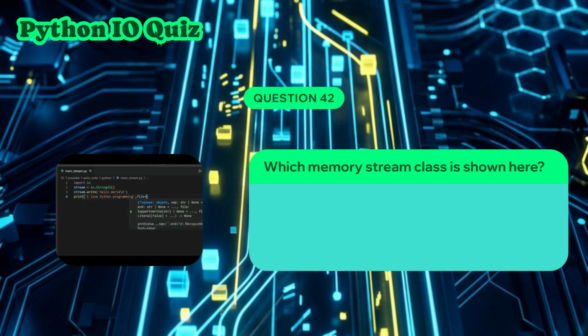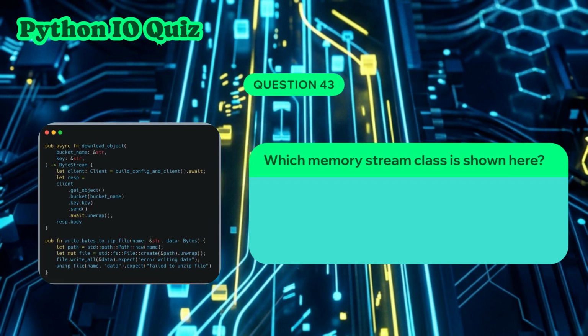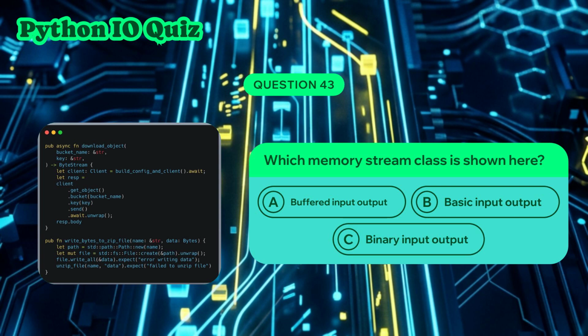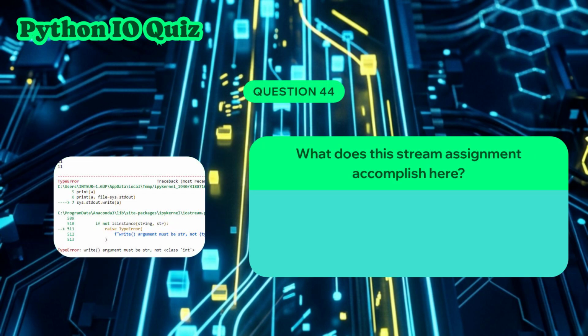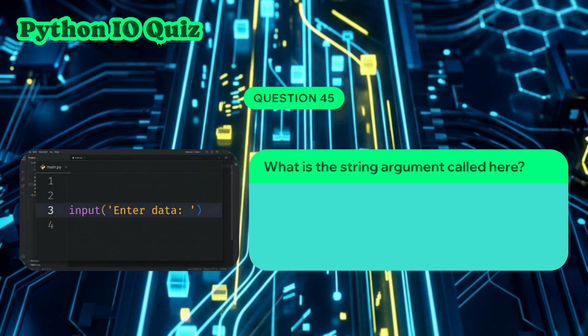Which memory stream class is shown here? Which memory stream class is shown here? What does this stream assignment accomplish here? What is the string argument called here?